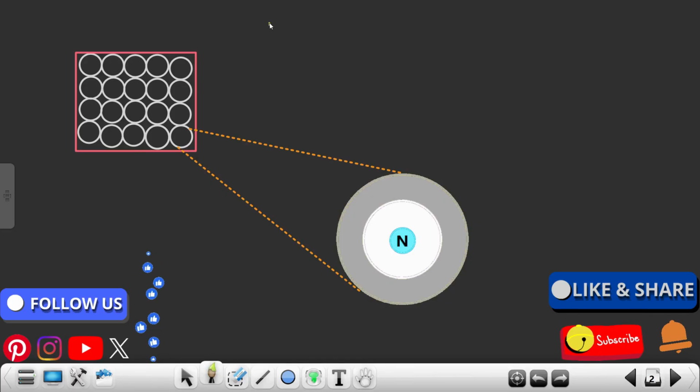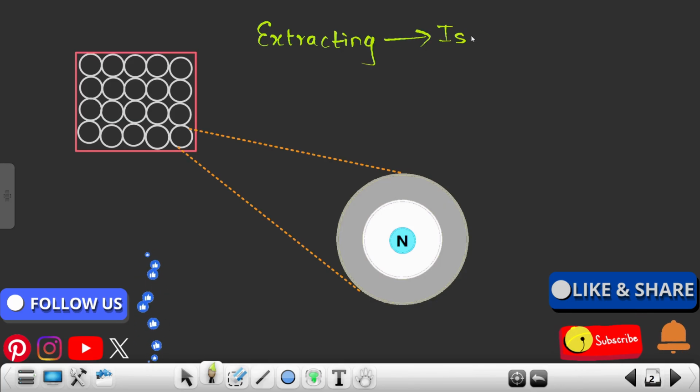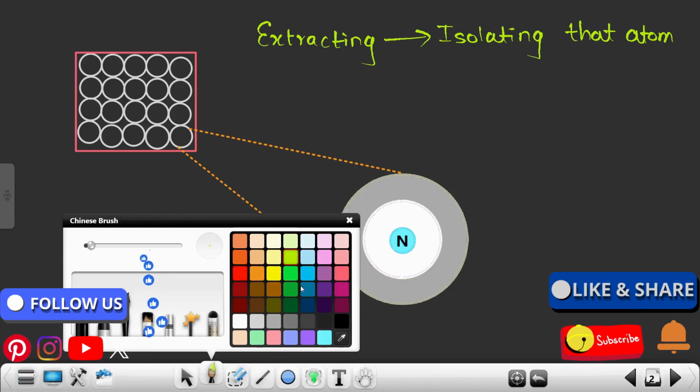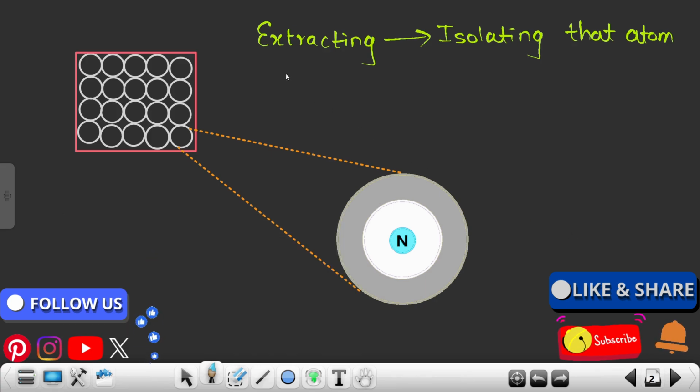When I say that I'm extracting a certain atom, that means I'm isolating that atom from the other atoms. I hope you are able to understand this part. That means this atom is isolated from the rest of the atoms. And why am I doing this? Because I want to analyze, or rather study, this particular atom alone.